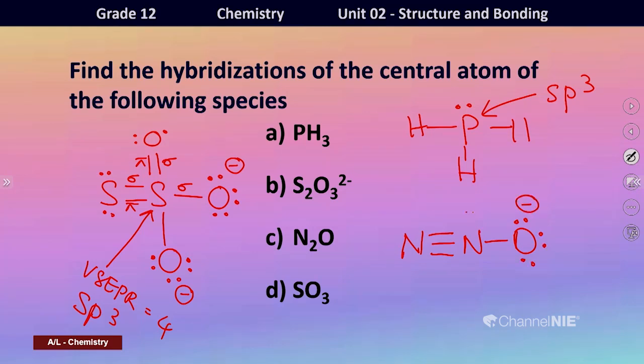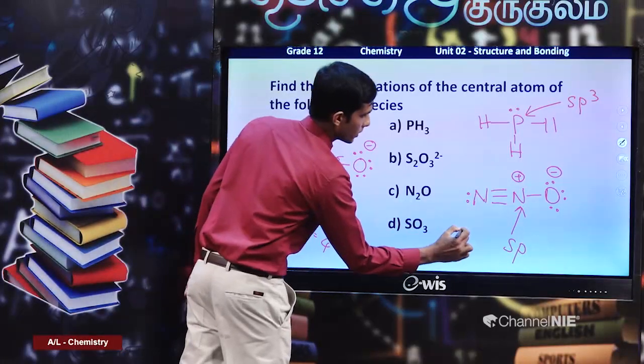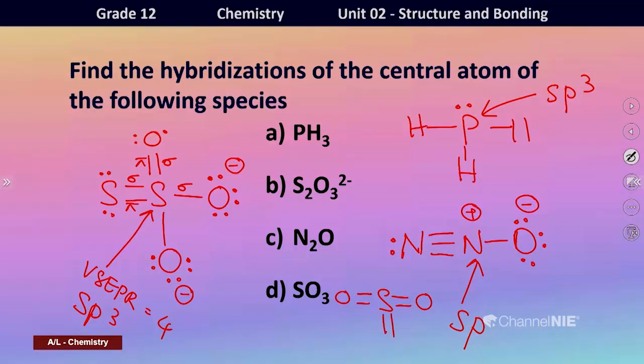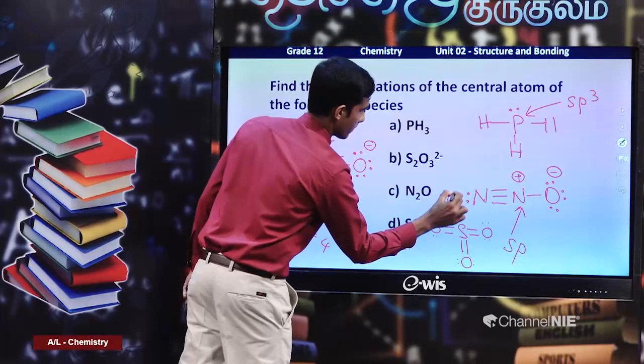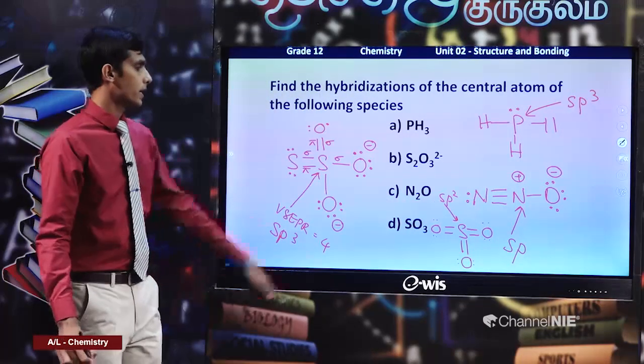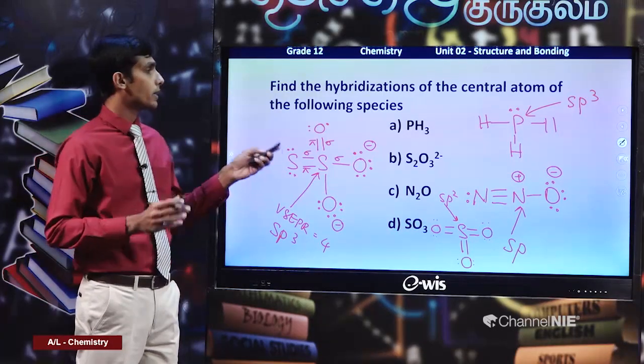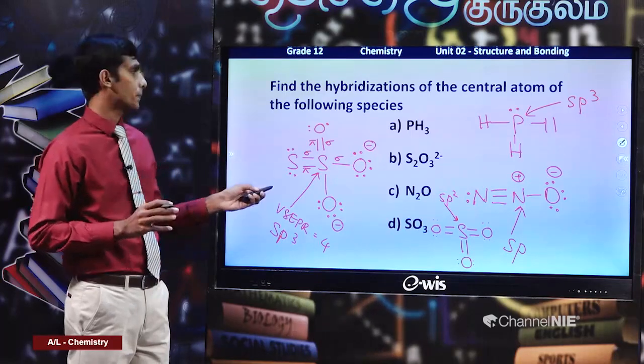Similarly, if you consider N2O, you will find that the hybridization is sp. This one hybridization is sp. And SO3 molecule, if you consider the Lewis structure of the SO3 molecule, you will find that hybridization is sp2, because around sulfur there are 3 VSEPR pairs. Likewise, we can easily determine the hybridization of any non-terminal atom.